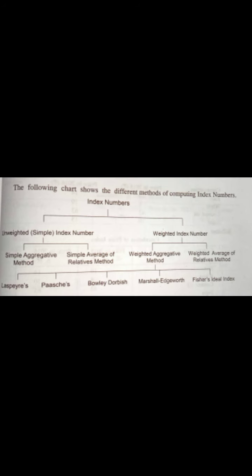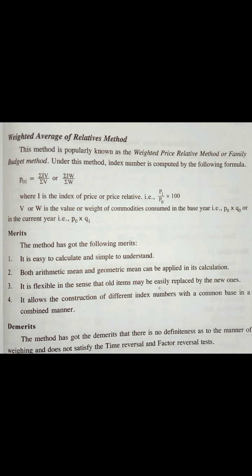Similar to unweighted index numbers, there also we had seen the aggregative and average methods. Here also we have an average method, and we have to follow the same approach here. This method is also known as the family budget method. You could get problems asking you to find the family budget or use the family budget method and find the index number. Basically this means you need to find the average of relative method. So this is a weighted method.